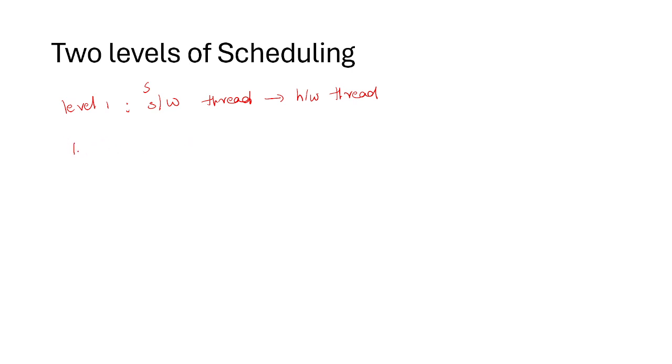In level two, this hardware thread should be assigned to a CPU. It might be in the round robin fashion mostly. So there are two levels of scheduling. Consider this.